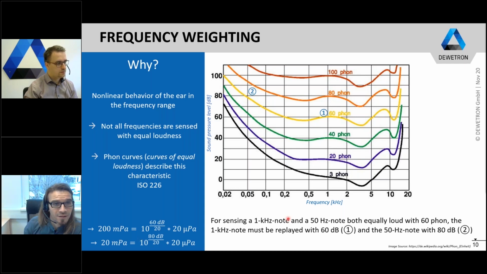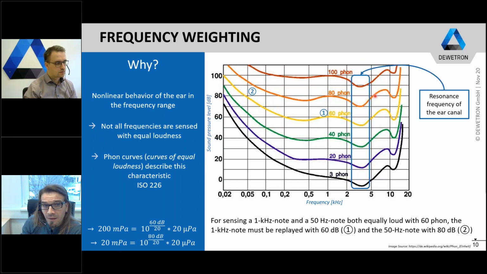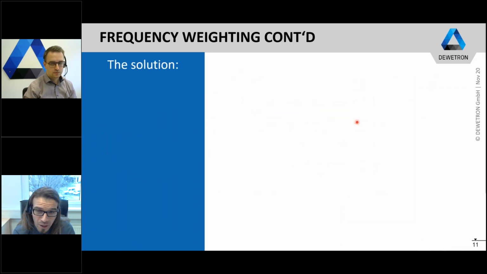And just as a side note, here between 3 and 4 kilohertz, the sensitivity of the human ear is very good. The reason is that this is exactly the resonance frequency of your ear canal. That's why we can sense sound in the area from 3 to 4 kilohertz very well. And to respect this characteristic and this nonlinear behavior of the human ear in acoustic measurement technology, the so-called frequency weighting was introduced.